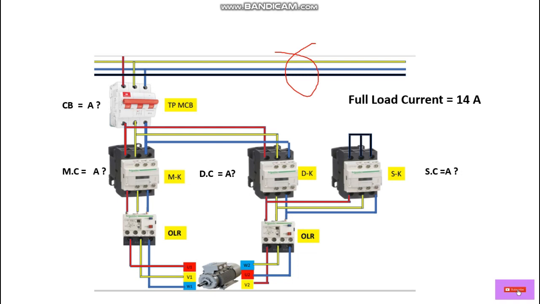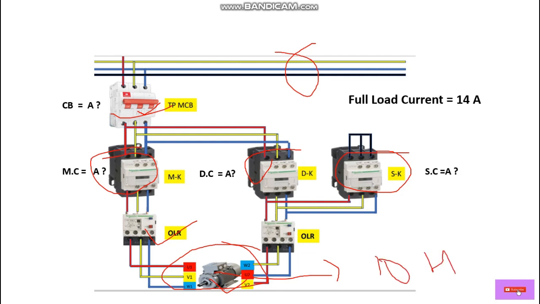Here we have a main circuit breaker, then we have a main contactor, and this is the delta contactor, and this is the star contactor. Here we have an overload relay, and this is the motor terminal block. So this motor is 10 HP capacity. So this is the three-phase induction motor.